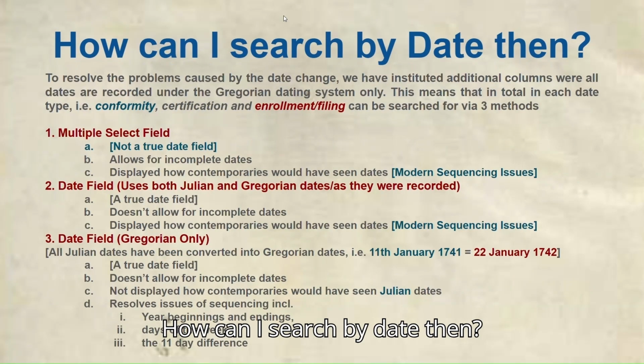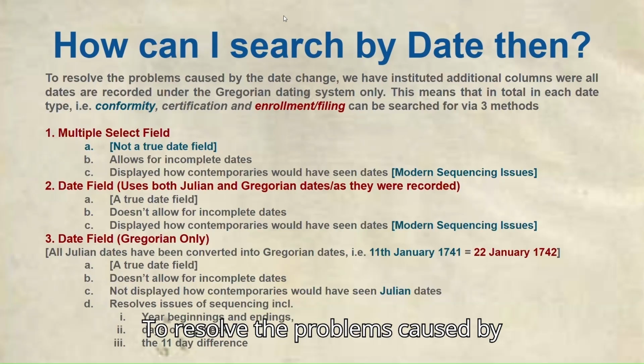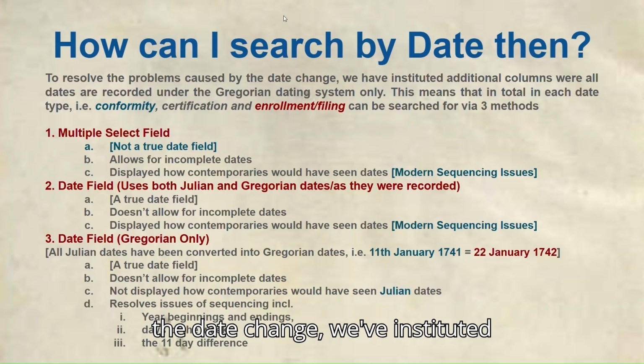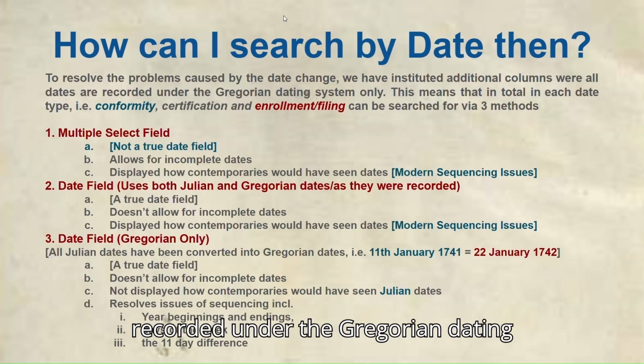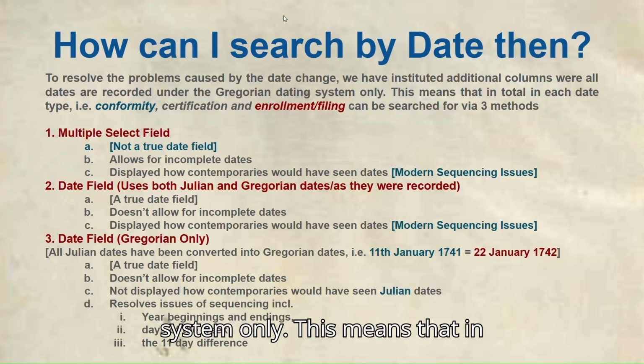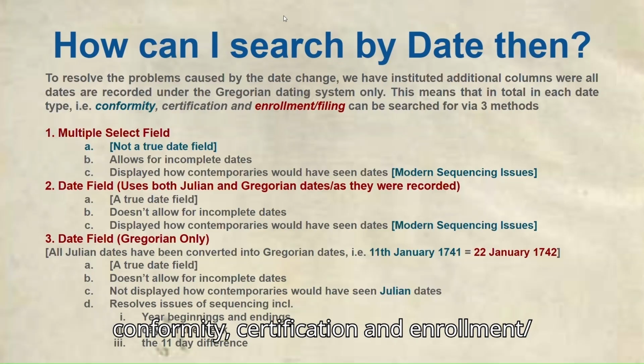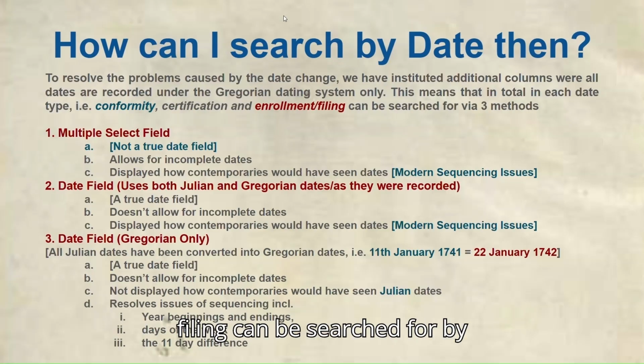How can I search by date then? To resolve the problems caused by the date change, we've instituted additional columns where all dates are recorded under the Gregorian dating system only. This means that in total each date type, i.e. conformity, certification and enrolment/filing, can be searched for by 3 methods.